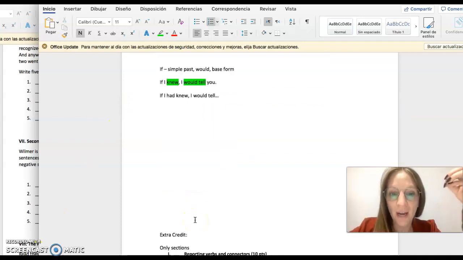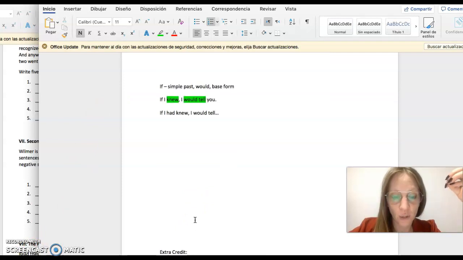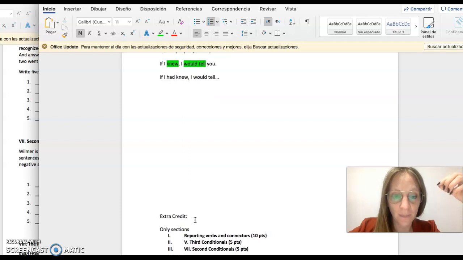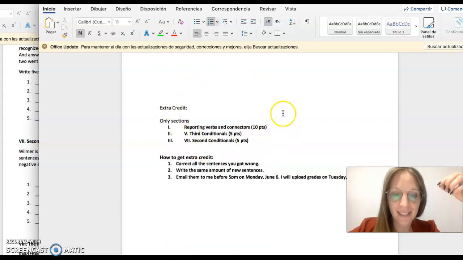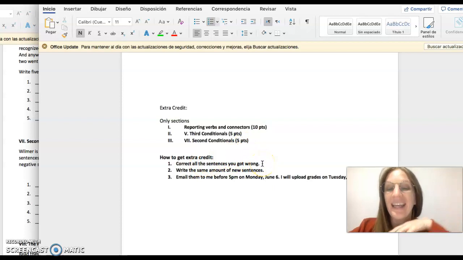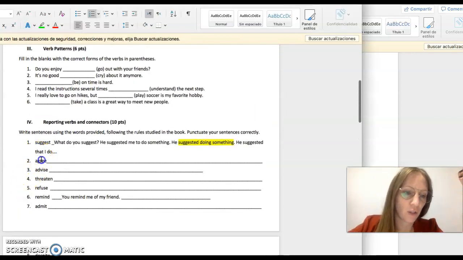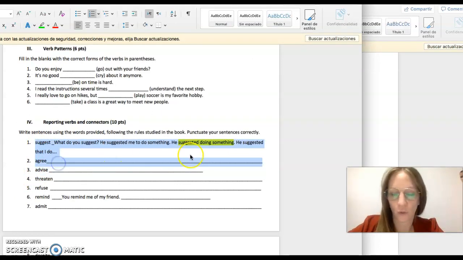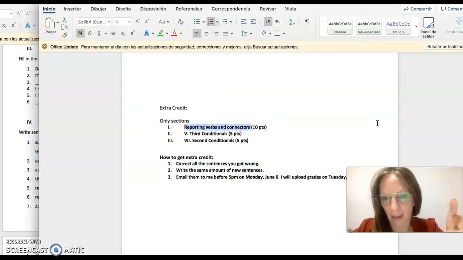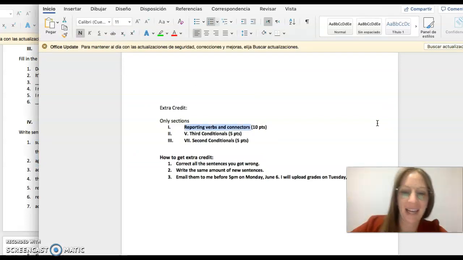So now let's look at our extra credit opportunity. It applies only to these sections that we've looked at in the video: the reporting verbs and connectors, the third conditionals, and the second conditionals. So what do you have to do? First, you have to correct all the sentences you got wrong in that section. So if in reporting verbs and connectors you got the first 3 wrong, you correct those and send them to me in an email. Just write them in a new, beautiful way.